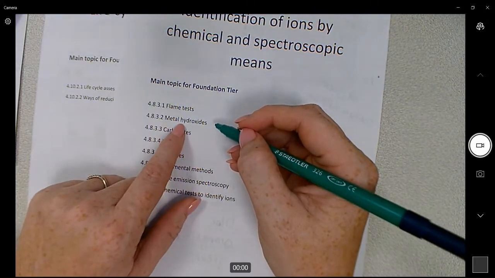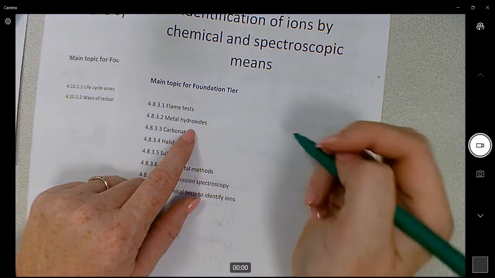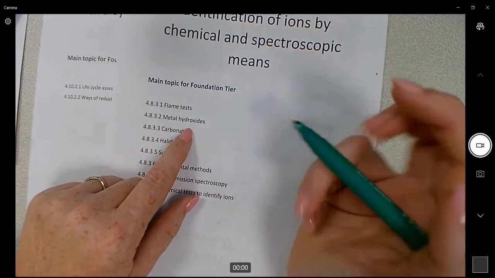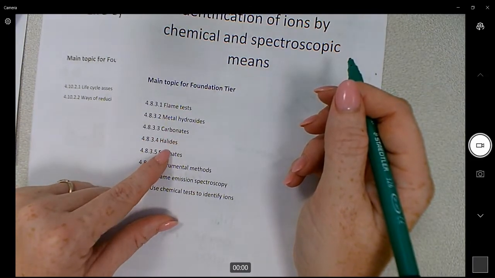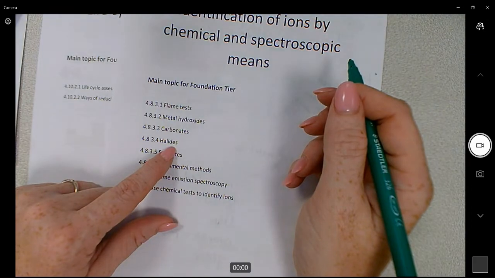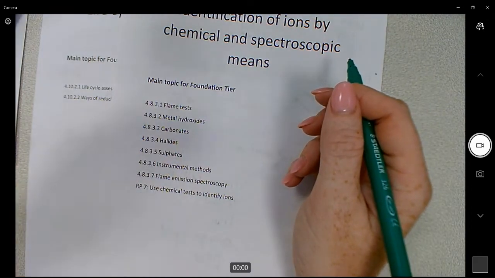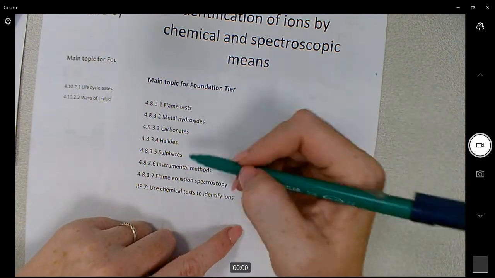If you cannot tell the difference because they both form the same colour precipitate, like a white precipitate, then you would go on to do the flame test. The carbonates, again, you add to acid and then you collect the gas and test it with lime water. It goes cloudy. The halides, you'd add acidified silver nitrate and it then forms different coloured precipitates. And as we talked about, it gets darker as you go down the group. So chlorine is white, bromine is cream colour, and iodine is yellow in colour.